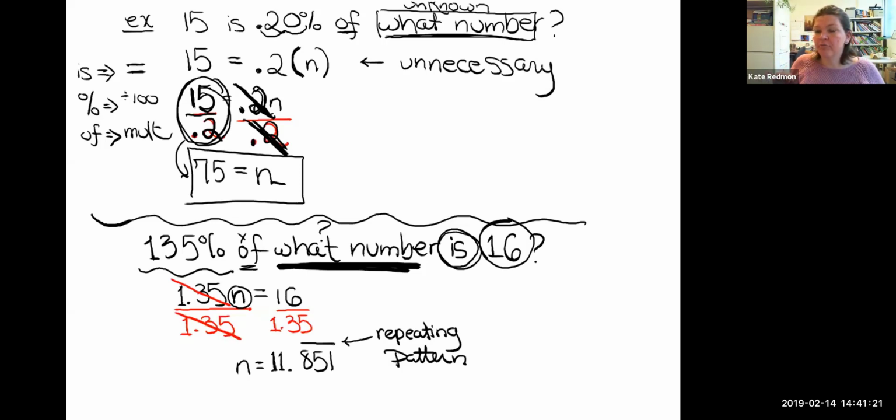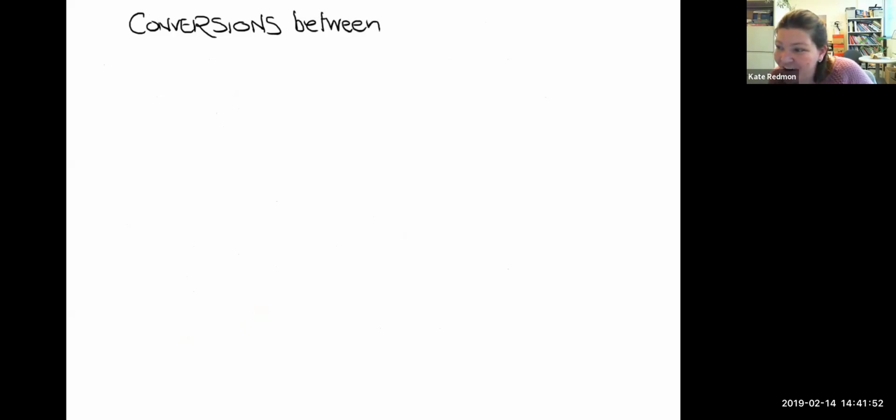Interesting other kind of problem that I have, but in order to do it, I need to talk to you about this concept of if we can move forwards in math, we can move backwards in math. So here we go. I want to talk about conversions. Now, the word conversion in math means flipping from one equivalent, so equal, form of a number to another. So I'm moving between equal forms of a number.